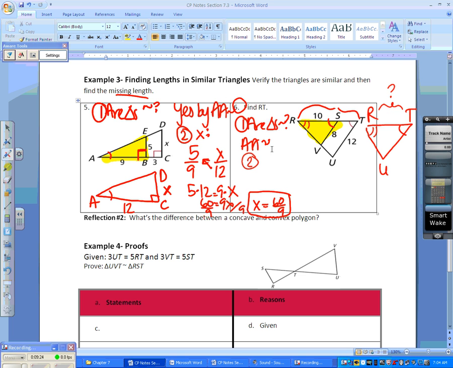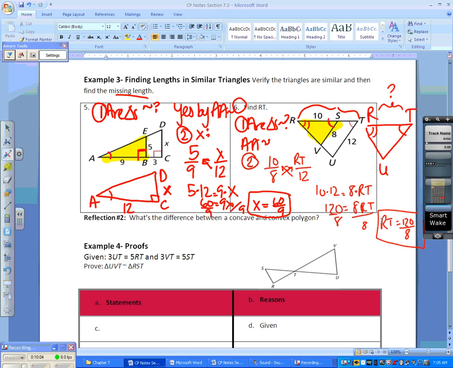Well, let's see. In this smaller triangle, RSV, I know I have side lengths 10 and 8. So I can compare that with, let's see, 10 looks like side length RT. And let's see, so I could put RT here. And I know that these two sides, 8 and 12, correspond. So then I can just cross multiply and solve. So 10 times 12 equals 8 times RT. So 120 equals 8 RT. And then divide both sides by 8. And so RT equals whatever 120 divided by 8 is.